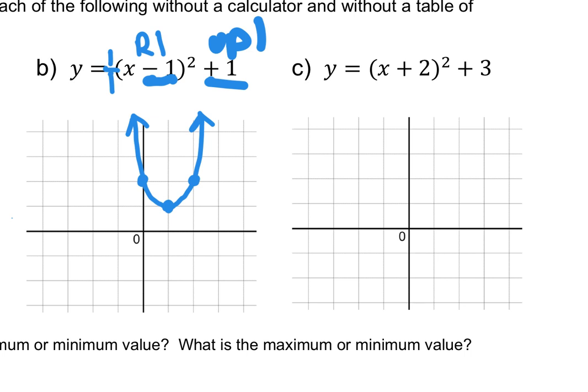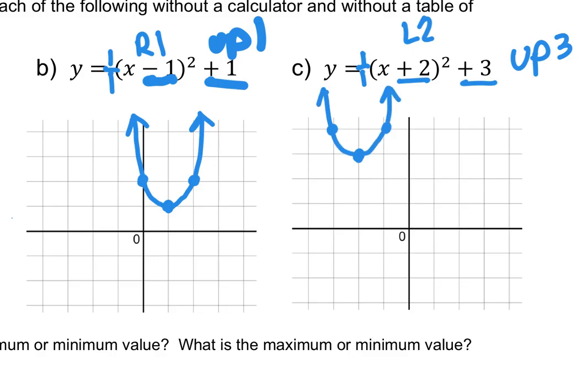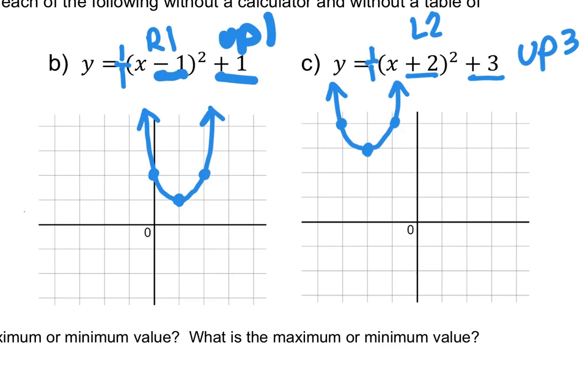Okay, let's do C. We have this plus 3, which means up 3. And this plus 2, which means left 2. So we will go up 3, left 2. Very good. And then we have our quote slope, which is our A right there in front of that parenthesis, and that is 1 over 1. So we go up 1 over 1 to the right and then to the left. Connect those points, and you have your parabola.